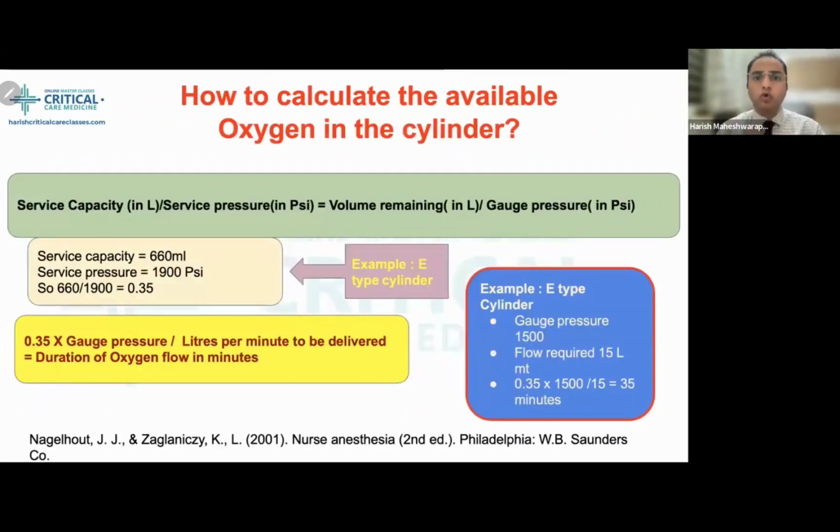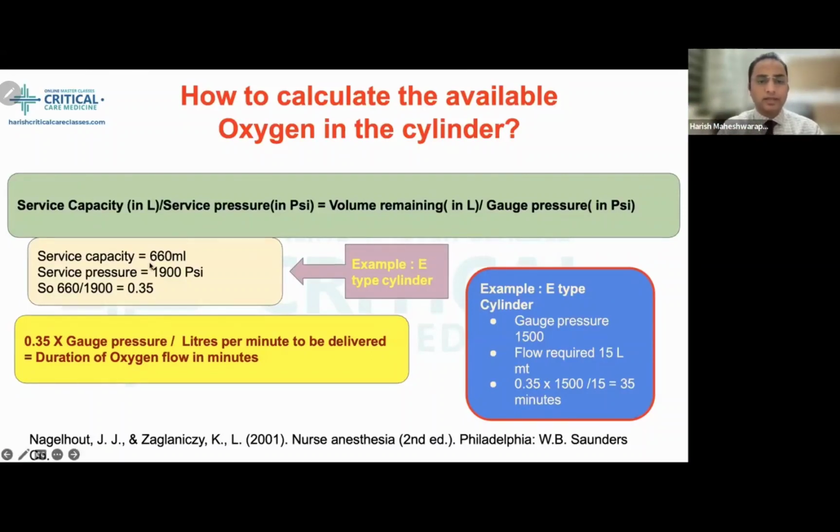One important thing is how to calculate the available oxygen in a particular cylinder. Service capacity in liters divided by service pressure in pounds per square inch, that is PSI, is equal to volume remaining in liters divided by gauge pressure in PSI. Gauge pressure is what we get from the gauge of that particular cylinder.